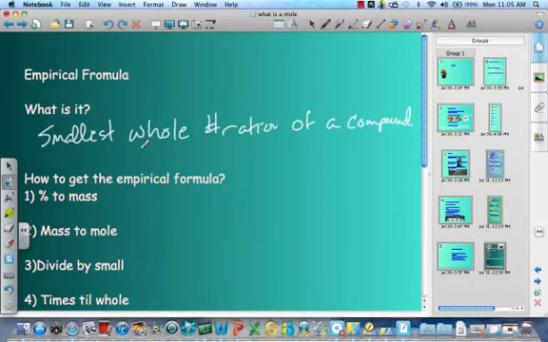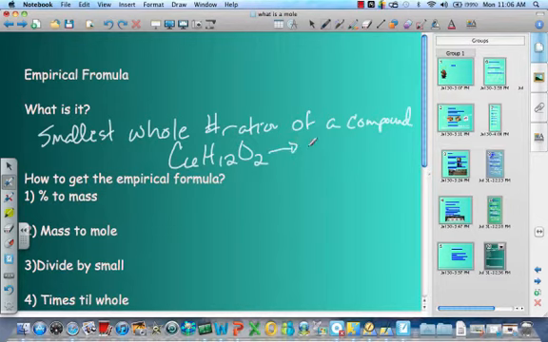Well, let's look at a compound. Let's look at C6H12O2. If I'm looking at this compound right here, this cannot be an empirical formula because it should be the smallest whole number ratio of a compound. And right here, I can reduce this, just like a fraction, basically. There I've got 6, 12, and 2. I can divide all of these numbers by 2 and get a smaller whole number ratio.